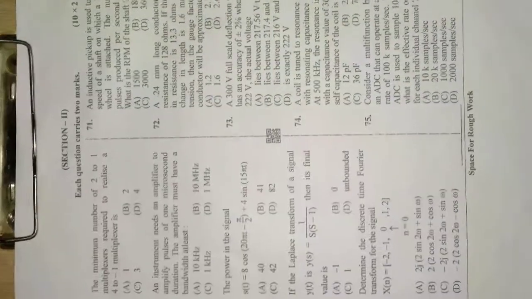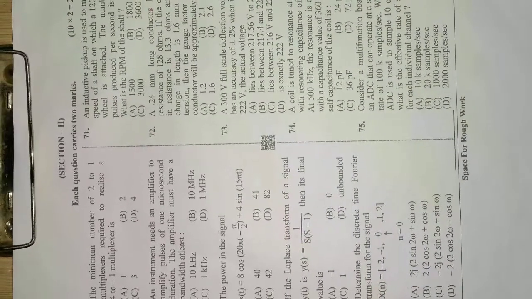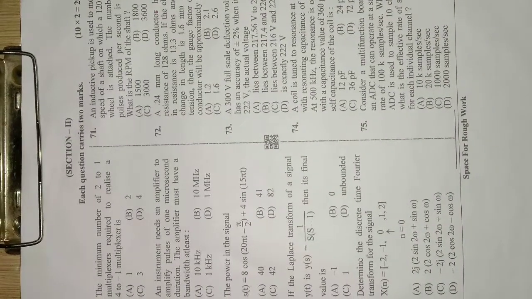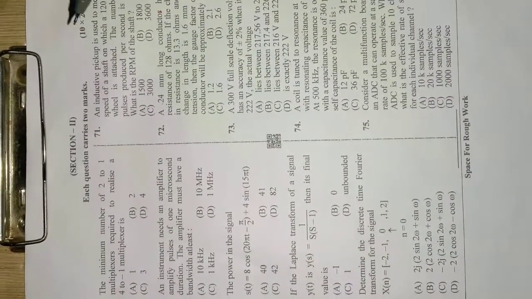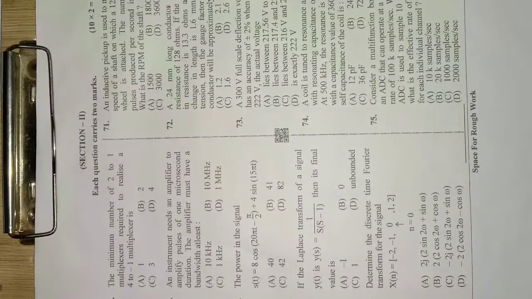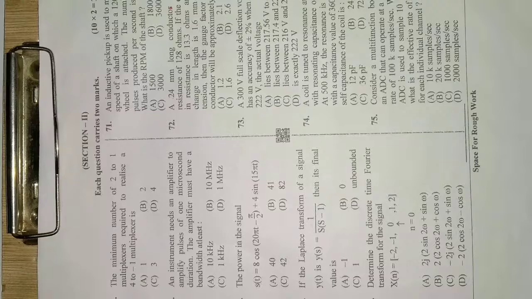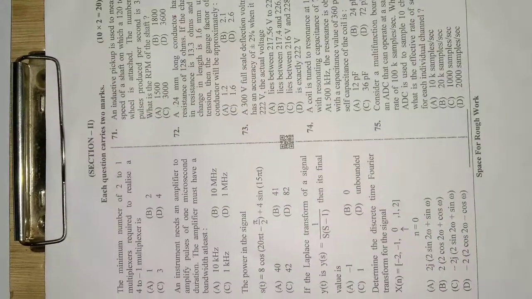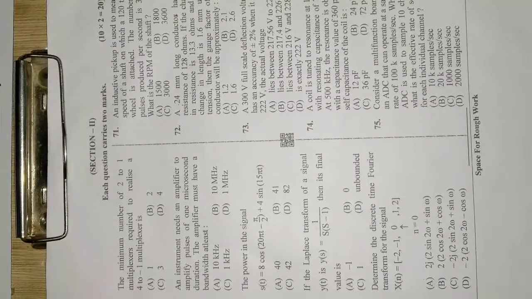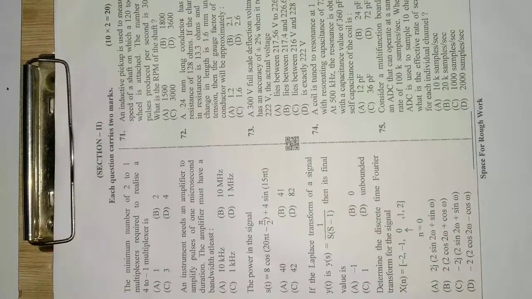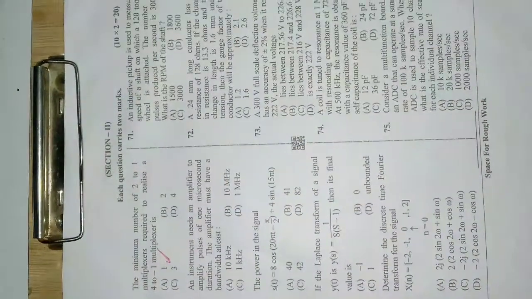Okay, now we are at the end of our session, that is section 2, which consists of, as I already said, 10 questions. Each question carries 2 marks, so it will be a total of 20 marks here. It consists of 66 to 75, that is 10 questions. The first question, that is 66th, is the minimum number of 2 to 1 multiplexers required to realize a 4 to 1 multiplexer. So the answer for this one, we know, is 3. We have to use 3 multiplexers in order to realize a 4 to 1 multiplexer in terms of 2 to 1 multiplexers.